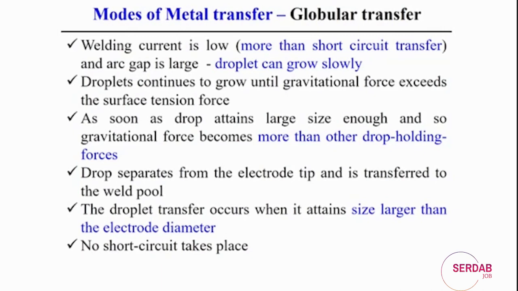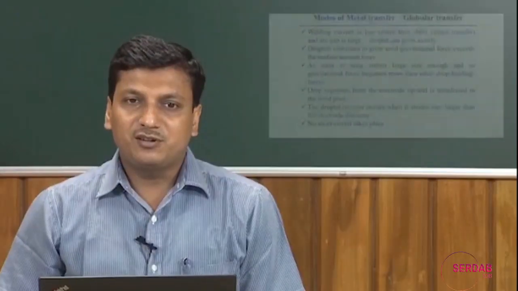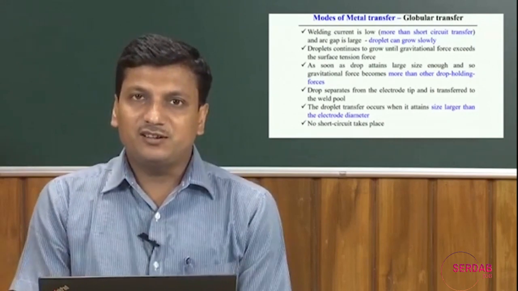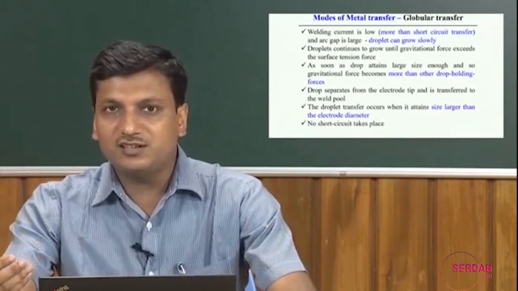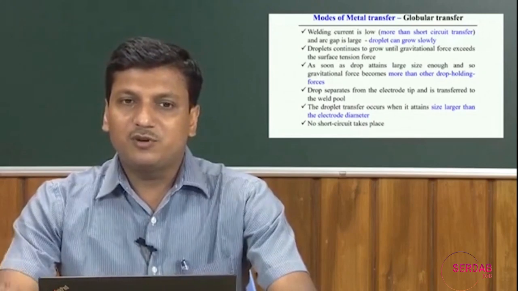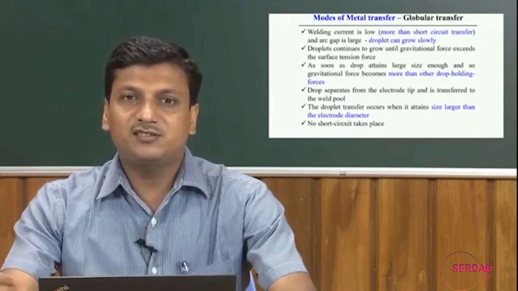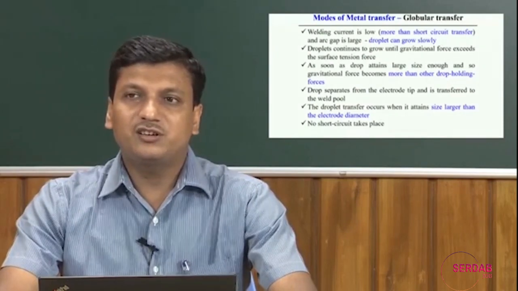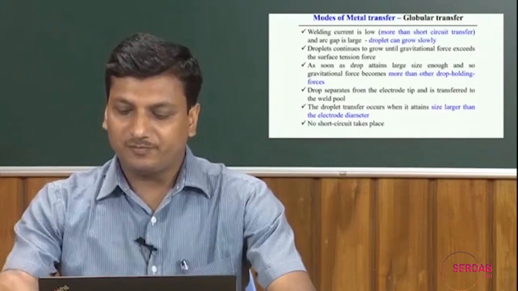Once it grows to a sufficient size, the droplet detaches from the electrode tip and takes its position within the weld pool. Typically, the transfer of the droplet occurs when its size is larger than the electrode diameter. Definitely, in the globular transfer of molten metal, no short circuit takes place.